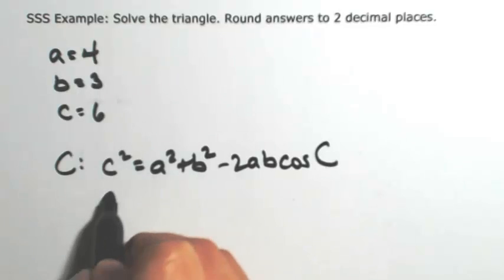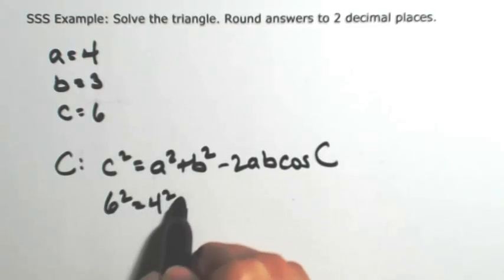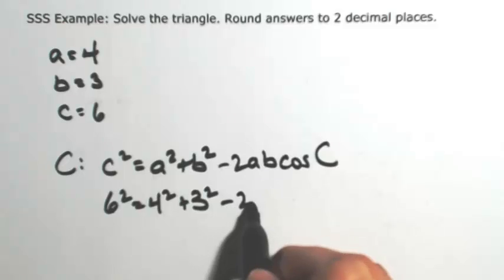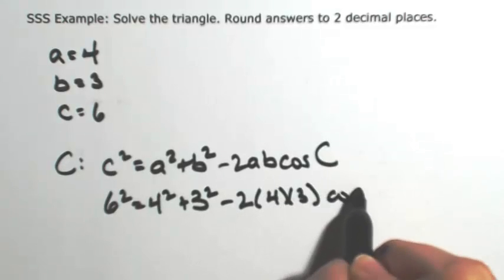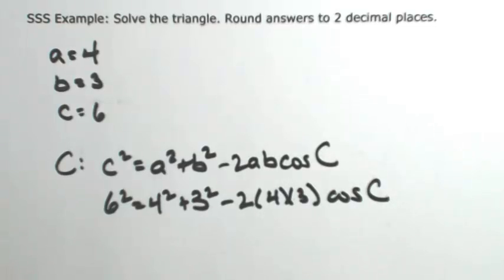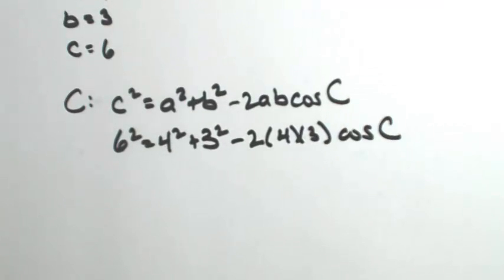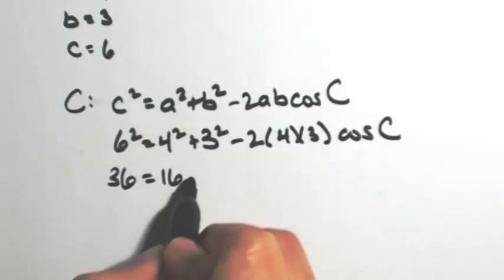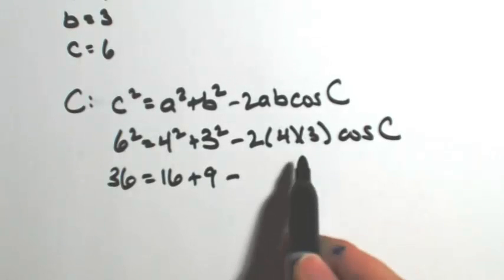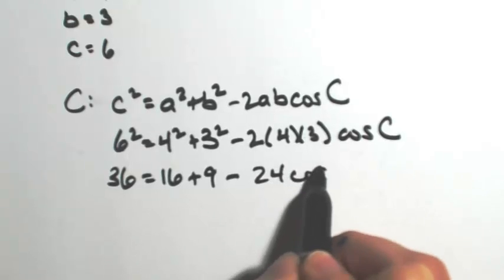Okay, plug everything in, so we have 6 squared equaling 4 squared plus 3 squared minus 2 times what you just squared, so 4 times 3 times the cosine of angle C. Okay, to find the cosine of C, I'm just going to solve. Maybe I should clean it up a little bit first. So 36 equals 16 plus 9 minus 24 cosine C.